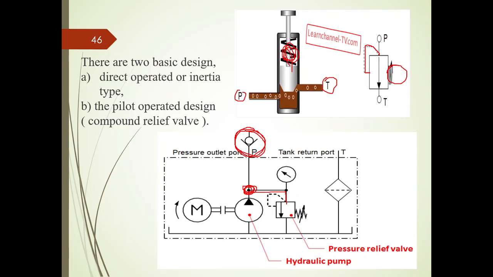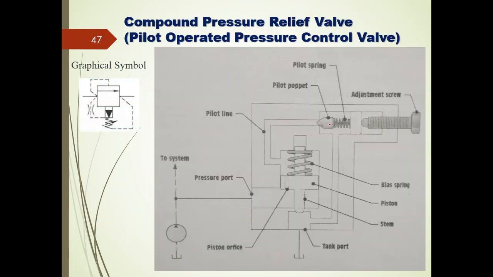There are two types of pressure relief valve. One is the direct operated or internal type, and another one is the compound or pilot operated design. This is nothing but the direct operated, whatever we have discussed now. Let us see how the compound relief valve will work. This is the symbolic representation of the compound relief valve, and this is the pictorial representation, right?